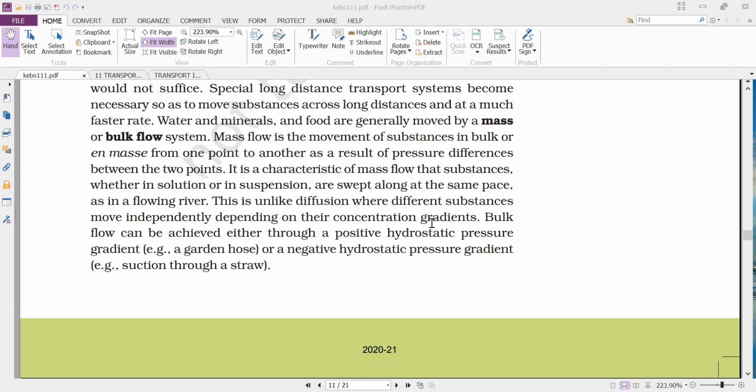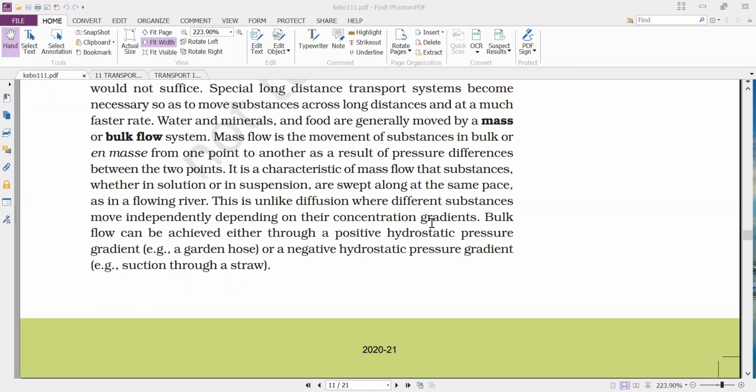Whatever substance is carrying those molecules, with whatever speed that solvent is moving, all the different molecules with different concentrations will move with the same speed only. That is what we can see here. This is unlike diffusion, where different substances move independently depending upon their concentration gradient. That is the meaning of that sentence.